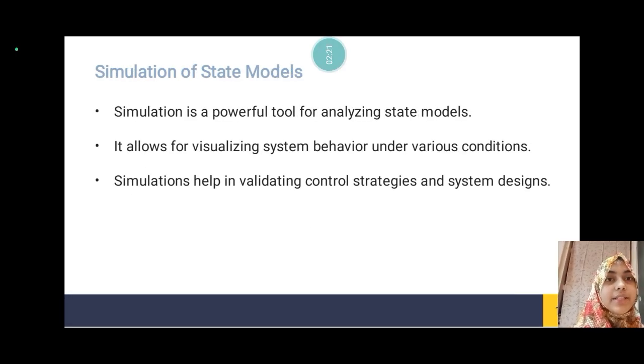Simulation of state models. Simulation is a powerful tool for analyzing state models. It allows for visualizing system behavior under various conditions. Simulations help in validating control strategies and system designs.